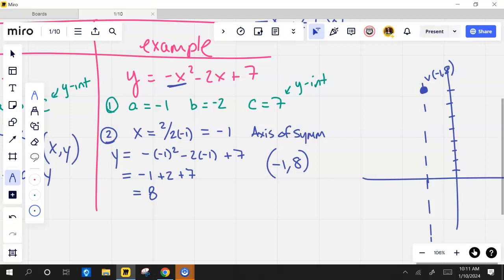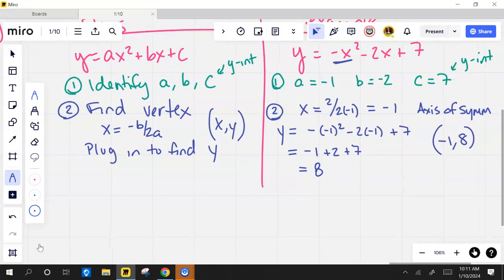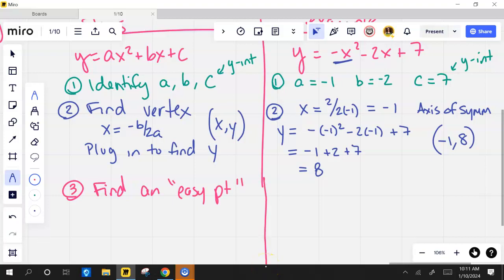Think back to even lines. If you needed another point and you didn't have like a slope to use. Any ideas? You just need an X. That's all you need. That's exactly right. All you need is an X. I'm going to call this an easy point here. My easy point could be any X that I choose, and then plug in.